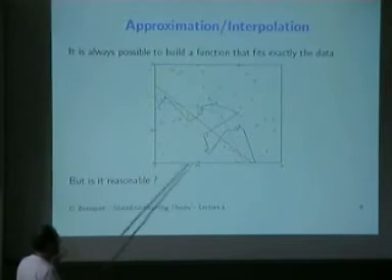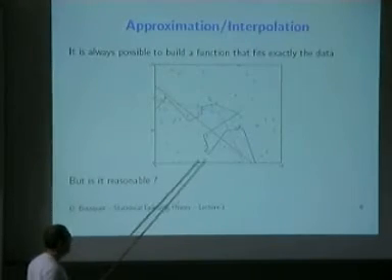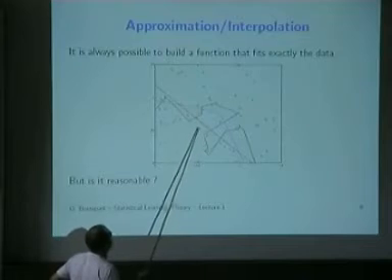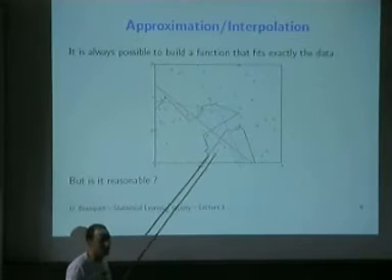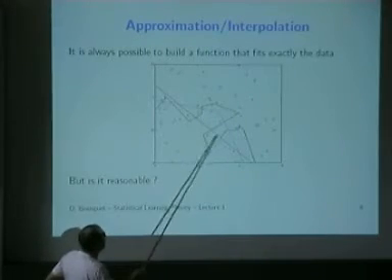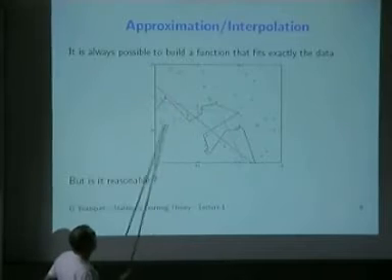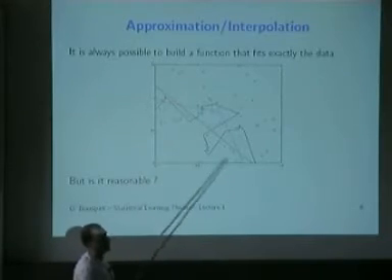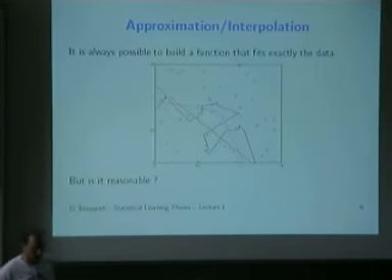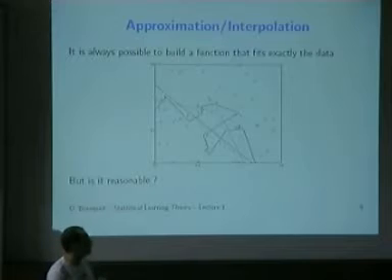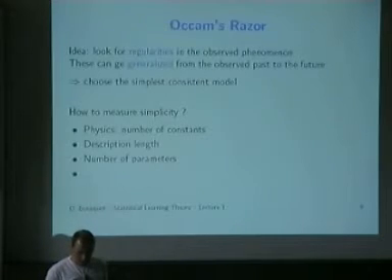And let's say the general idea is that there is a trade-off to find between fitting the data, explaining the observed data, and the complexity of the function that you use to fit the data. And we'll make this a bit more precise later on.